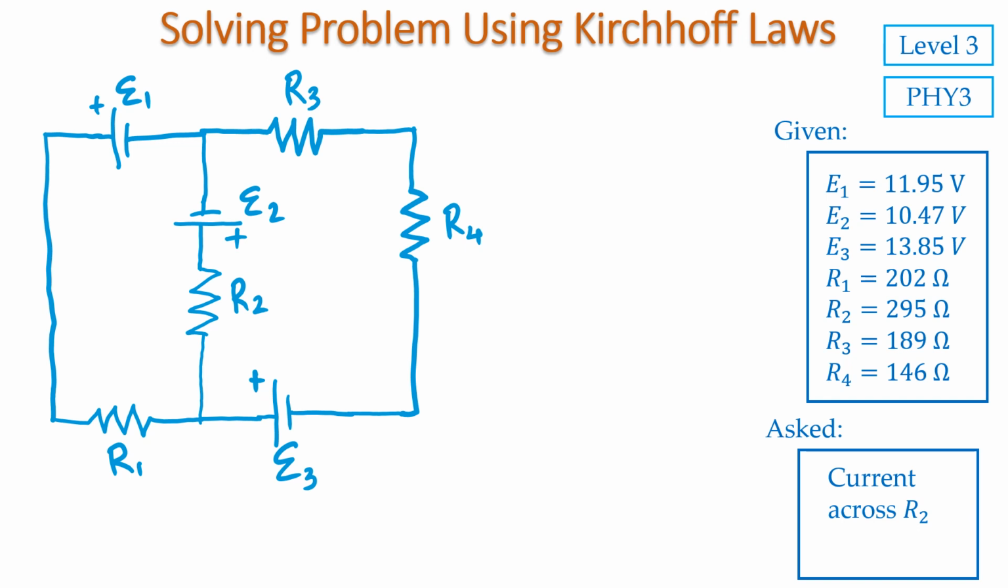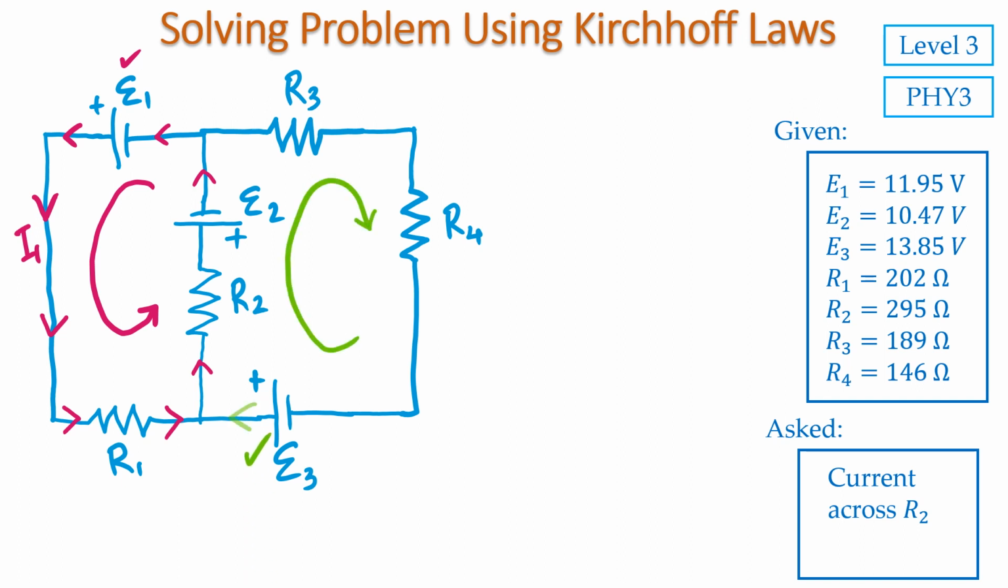We use the left and right parts of the circuit for our analysis. Let's start with the left part. We take the reference of the battery E1 and draw the current in this fashion. Now we take the right part of the circuit and take the E3 battery as a reference and draw the current.